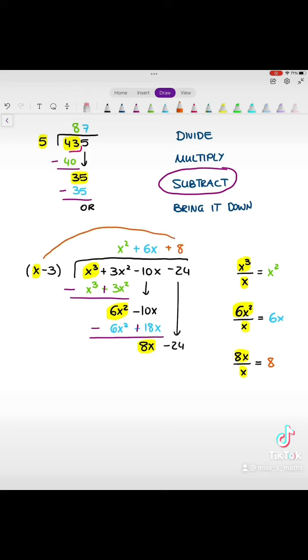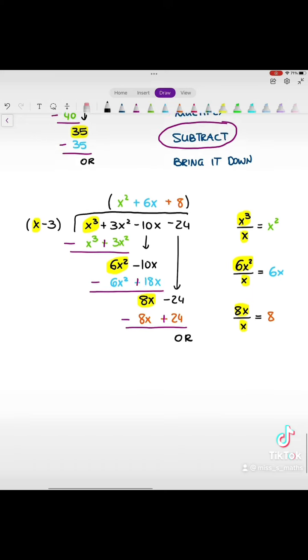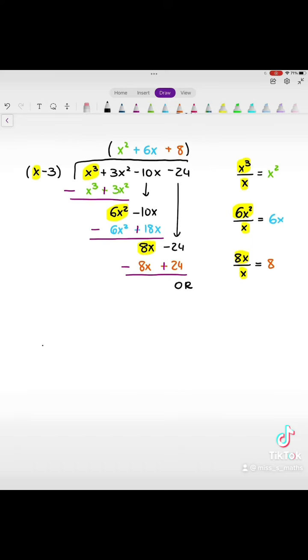So we write down plus 8 on top there, and we now multiply the bracket by plus 8. Now, once we're done with the multiplication, we will now subtract one last time, and that will give us that 0 remainder we were looking for. We are now done with that division, and that means x minus 3 in brackets, if I multiply that by x squared plus 6x plus 8, that will be the same as the original expression, but it's now factorized.